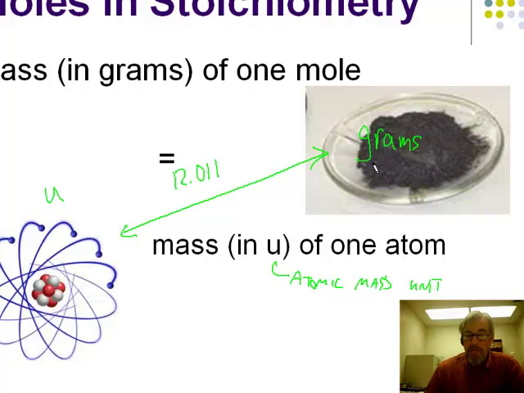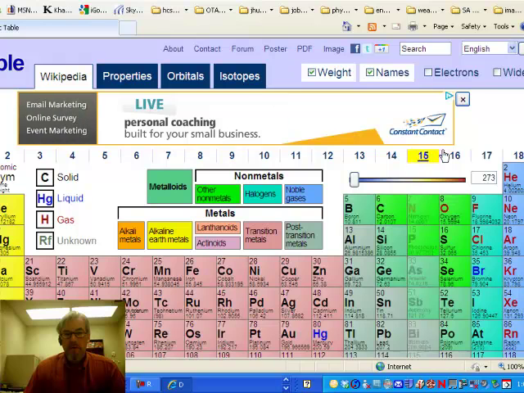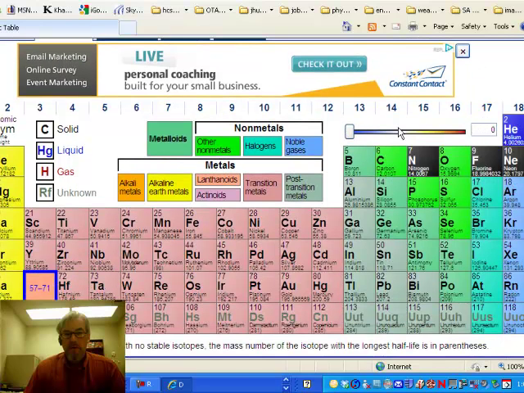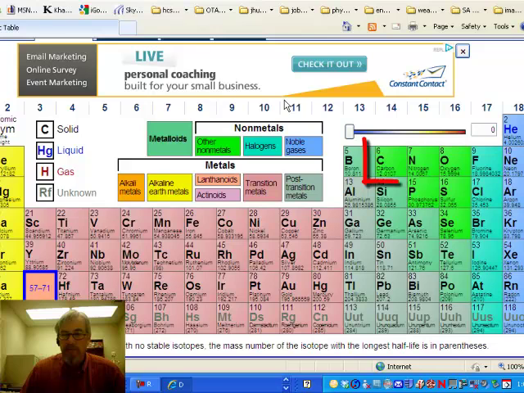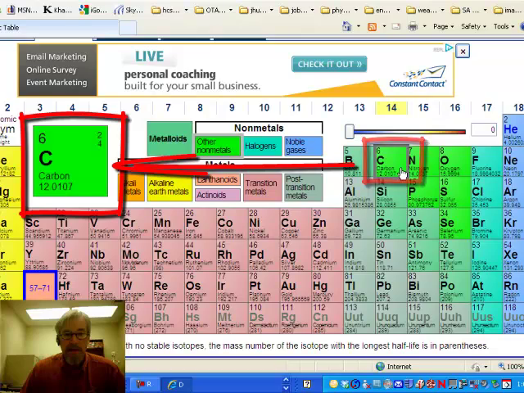So 12.011 grams is the mass of 1 mole of carbon, and 12.011 U's is the mass of the average carbon atom. It's the same number. Now, where do you find that number? Well, you find that number on the periodic table. Well, here's a periodic table I pulled up on the web. These things are everywhere now. And I'm just going to highlight a few elements. Here's carbon, for example, the one that we were just looking at. If I highlight it, its whole block gets magnified, and we'll take a look at that over here.